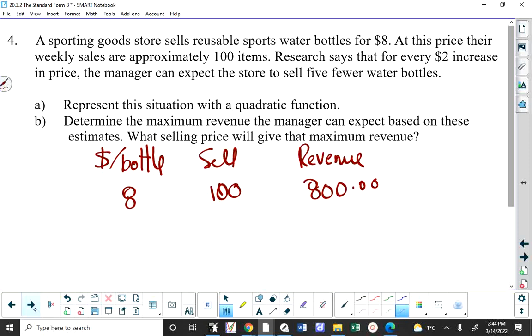It says when we increase it by $2, so now we're going to try selling it for $10, we lose 5 customers. It says you sell 5 fewer water bottles. That would mean we have 95 here. I've upped the price, I've lost customers, but as a business owner on some level, it's not that I don't care about the customers, but the bottom line is money. When I multiply those together, I get 950. So the revenue's going up.